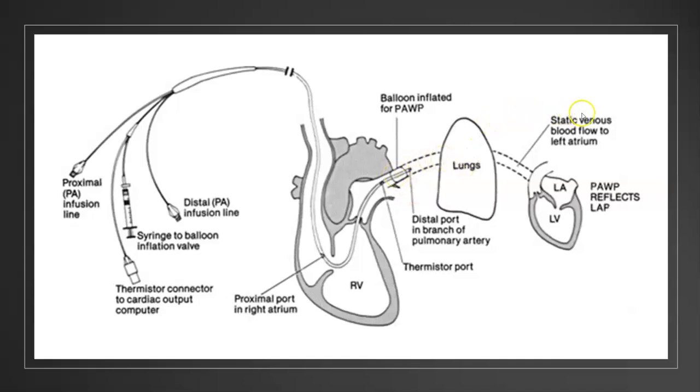So we can see our lungs. And then we have that static venous blood flow to the left atrium. And then we see that the PA wedge pressure reflects our left atrium pressure.